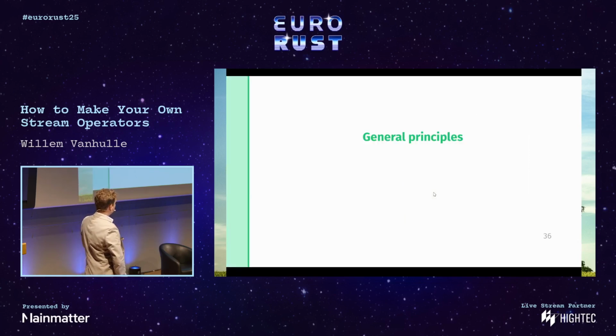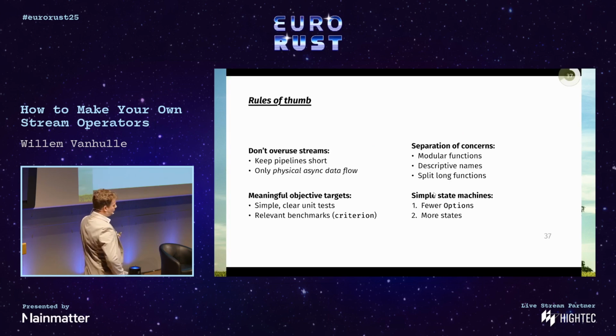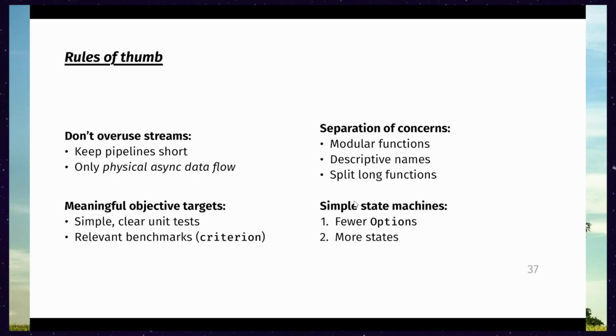What are some general principles when you're building your own stream operators? Streams are cool. It's like functional programming, but they are really only appropriate when there is some kind of asynchronous data flow. If there is no async data flow, you probably shouldn't be using streams. Also, don't make your pipelines too long. You still have to respect the other conventions for writing good code: function bodies not too long, descriptive names, the typical things.